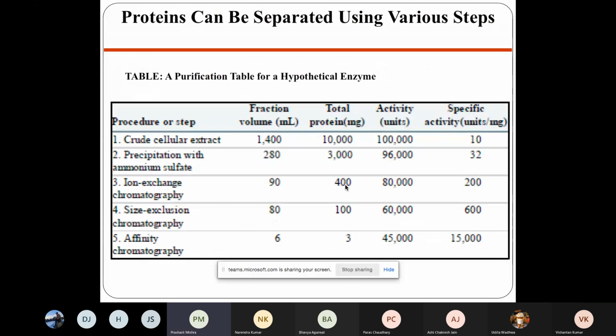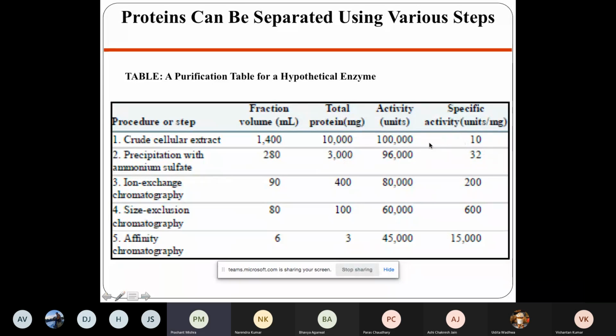Just read this table. Here we have taken crude extract and the volume is quite large. So you have a huge amount of the protein which you have extracted from the cell. The total protein is, say, 10,000, and the activity is based on how many micrograms of protein have been converted into product per minute. This is the unit which is given. So it is 100,000 units which you have.